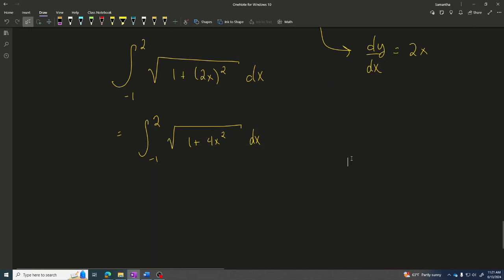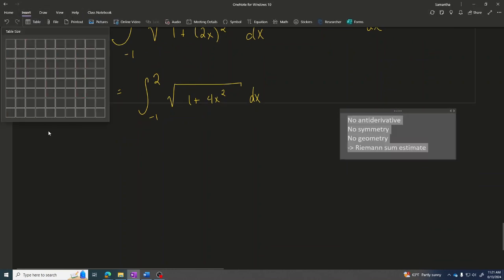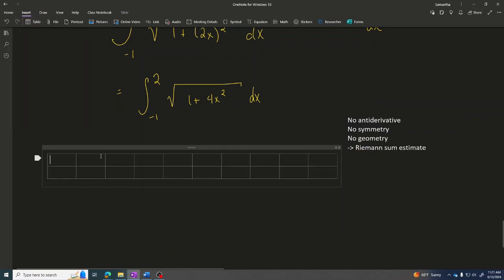So because I have no antiderivative that I can find, no symmetry that I can use, and no geometry that I can use, as usual, I'm forced into calculating this definite integral using a Riemann sum estimate. So as usual, in a situation like that, I have to create my own table of inputs against the values of the function that I am integrating.